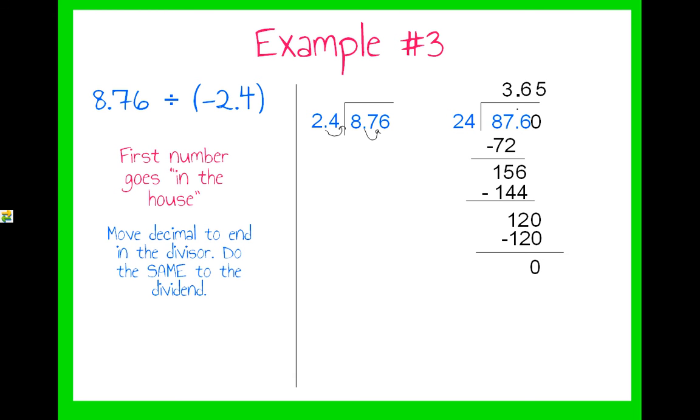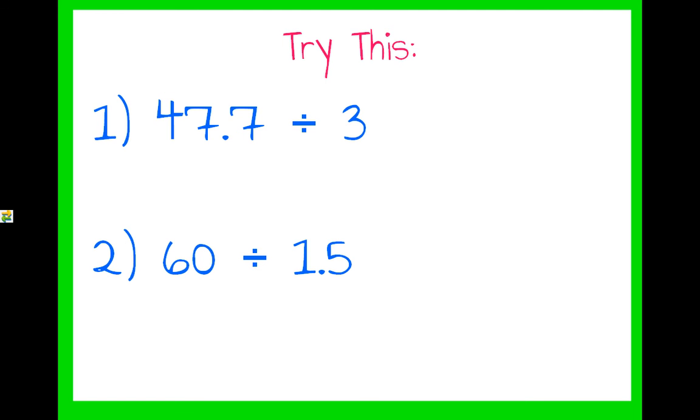As mentioned before, a positive divided by a negative, different signs, will give us a negative answer. So our answer is a negative 3 and 65 hundredths. Alright, try these on your own. See what you can do.